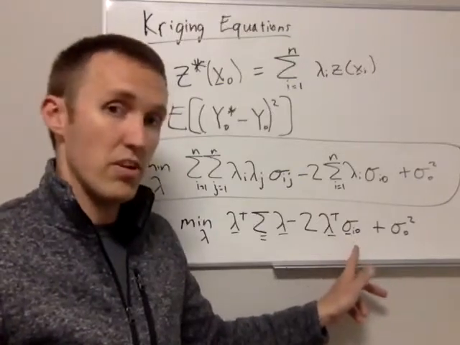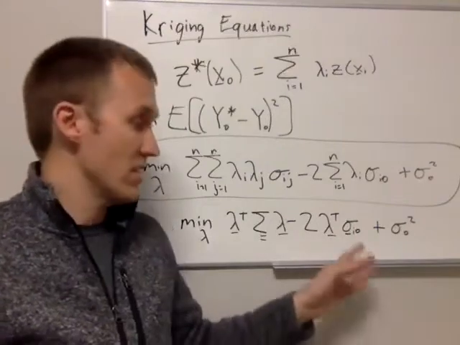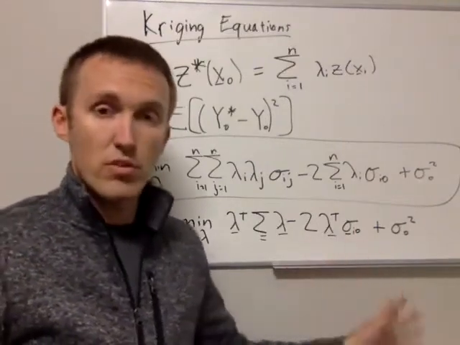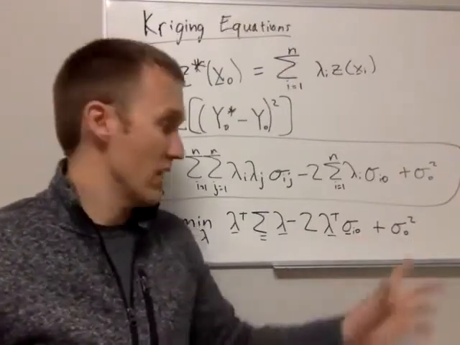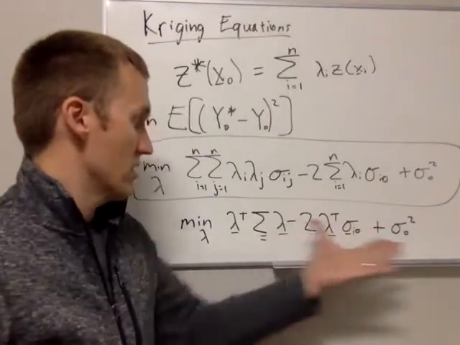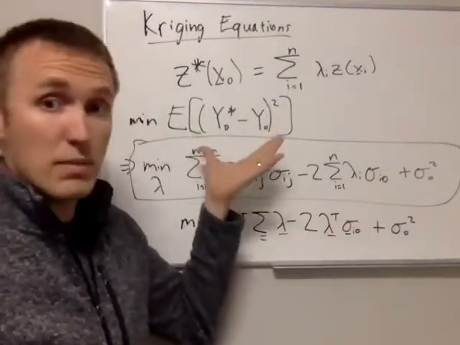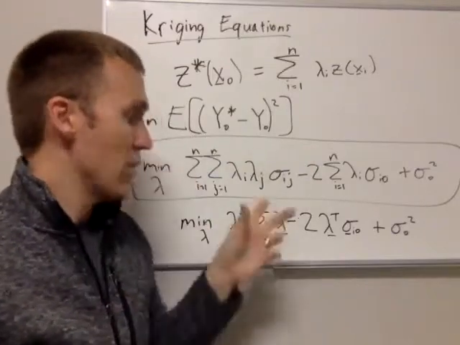I've kept the I0 there. This is a whole vector now, but it's just denoting the fact that this is the covariances between all the data and the estimation location. And then there's our estimation variance again. So all these are now scalars. It's a constant. So this will be our expectation, or our estimation variance, I should say. And we want to minimize this.